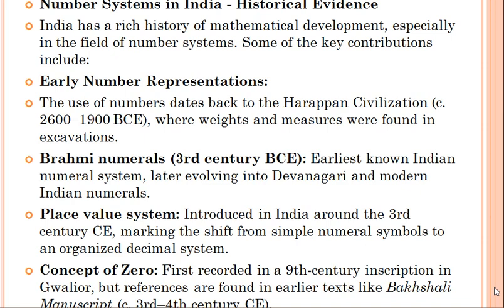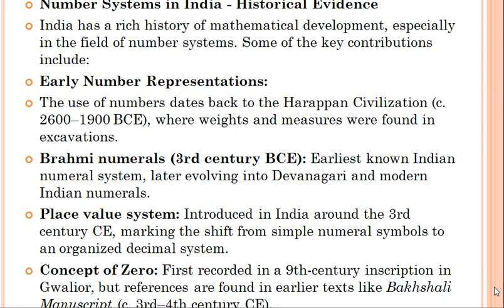So in continuation with respect to the previous slide, we will be discussing the number systems in India. Here it tells about the historical evidence, how the number system came into existence in history, how they formulated different numbers. Like in the Harappan civilization, 2600 to 1900 BCE, weights and measurements were found in excavation, and Brahmi numerals were framed, the earliest Indian numeral systems, later evolving into Devanagari and modern Indian numerals.